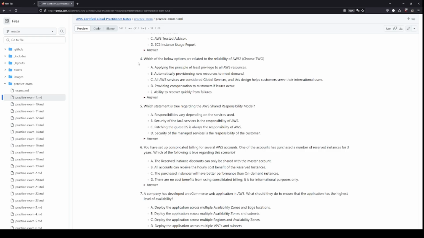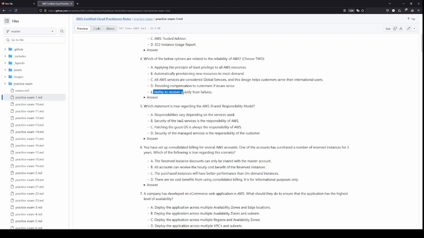I'm going to take a drink real quick. B, automatically provisioning new resources to meet demand. This sounds correct. And also remember, we've got to choose 2. So let's hang on to B here for a moment. C, all AWS services are considered global services, and this design helps customers serve their international users. I'm not sure if this is related to reliability. If we were to give it the, say, B, C, D, F tiers, I would put this one in probably B tier. So D, providing compensation to customers if issues occur.